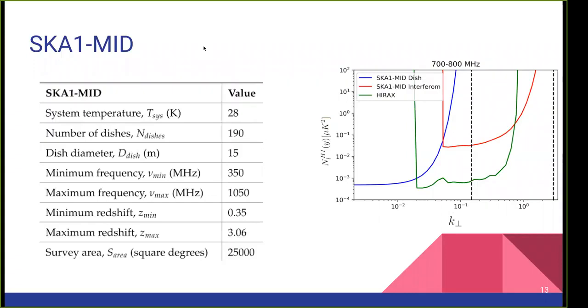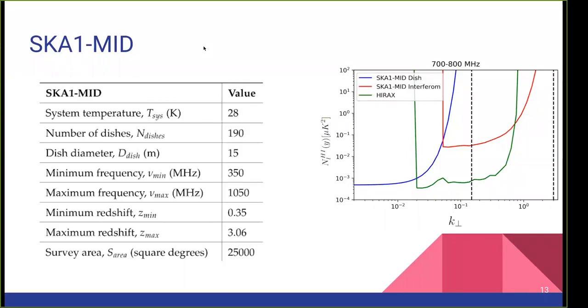Yeah, so I can also make a comment. There's no way you're going to be able to calibrate larger than the field of view. It's going to be very difficult with these interferometers. So I don't think we can rely on access to scales larger than the field of view, and that sets this k-perp cutoff.